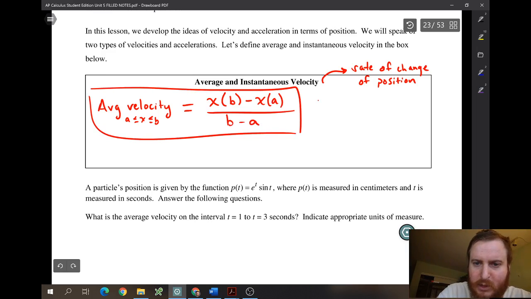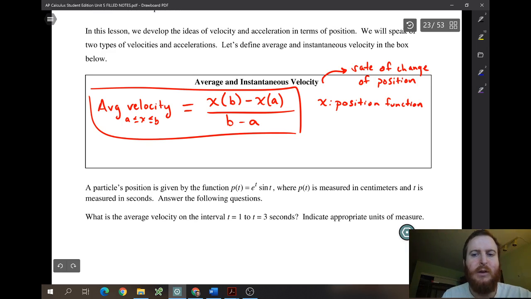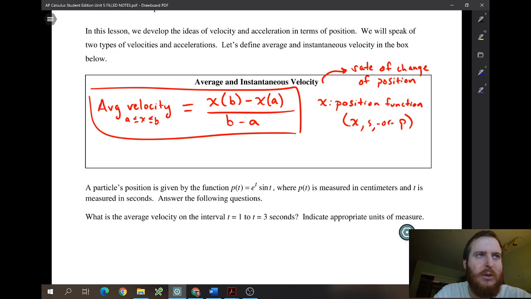And so we'll define that x is our position equation. Sometimes textbooks or problems will use x. Sometimes they'll use s, the letter s. That's actually a very British term, but some of them will use s. And some of them will use p for position. So if you see x, s, or p, they're probably going to be talking about position. The questions will make it clear, though. They're not going to make you guess at it.